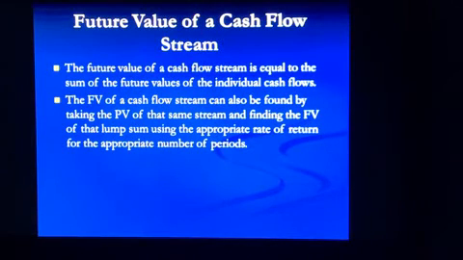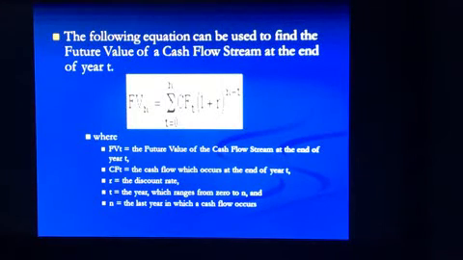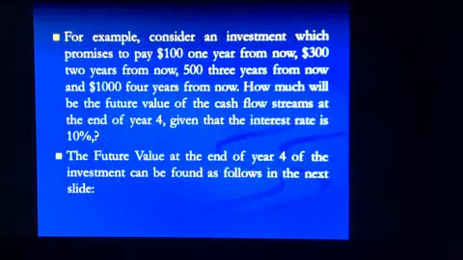$161.05. In case we have cash flow streams, where we have multiple cash flows, how can we calculate? We need to calculate the future values of all cash flows separately, and then at the end we just add up all these values together. The formula will be the same, but the only difference is that at the end we need to sum up the future values of all cash flows. That will give us the total future value of the cash flow stream.